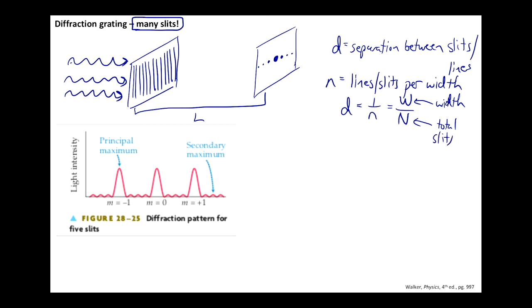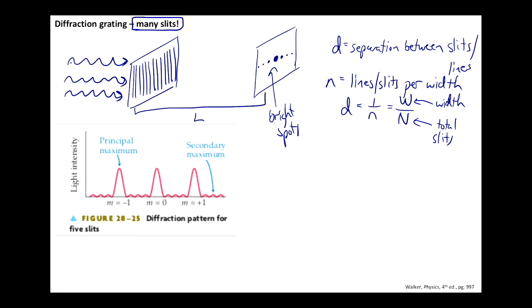And if you just look at that equation, I think it should make some sense. If you start with the right side, I take how wide the total diffraction grating is and divide by how many slits I put in there. That should give me d, how much separation there is between each one. And if you take n, which is the lines per width, and flip it upside down, it makes sense. That would be width divided by the total number, which is exactly the same thing that we have over on the right. Okay?